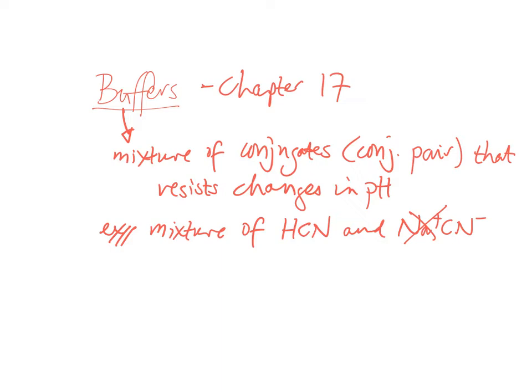HCN is a weak acid, CN minus is its conjugate base, and because they can perform those functions, additions of strong acid or base are going to be affected by those two things in a way that limits the effect that the strong acid or strong base could have on changing the pH. Normally, you would think if I had a lot of a strong acid, the pH would go way down. If I had a lot of strong base, the pH would go way up. That's not the case when you have a buffer. And we'll talk about why that is.